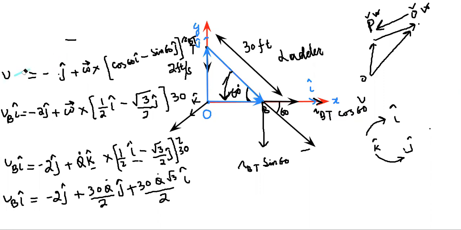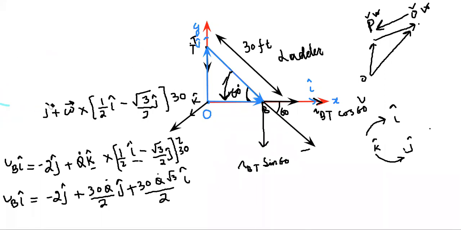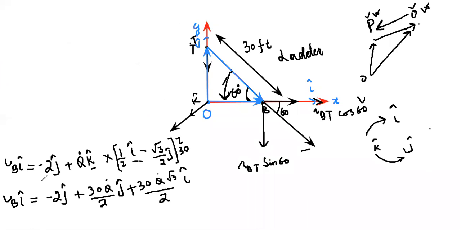So it means the final equation that we have obtained, and in fact these are the final steps of this equation. The final equation that we have is VB i cap, velocity of point B, which we have to find, i cap, is equal to minus 2j.